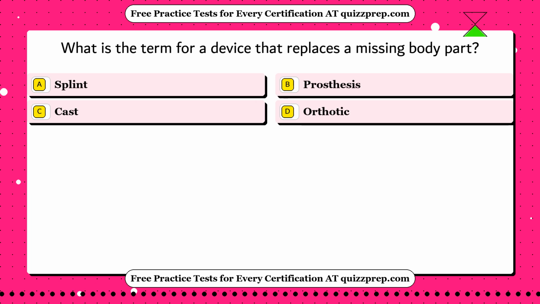Question 50. What is the term for a device that replaces a missing body part? Option A, splint. Option B, prosthesis. Option C, cast. Option D, orthotic.